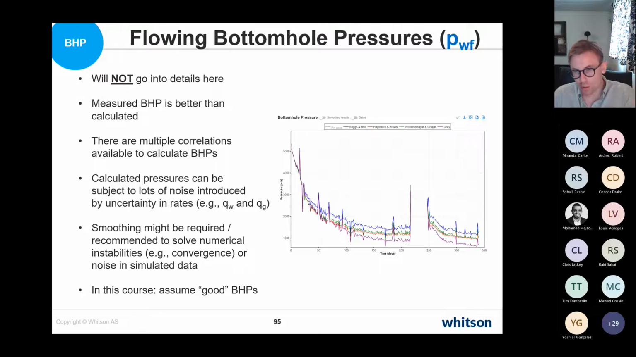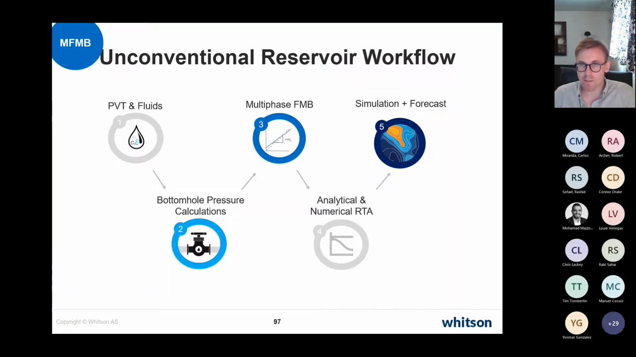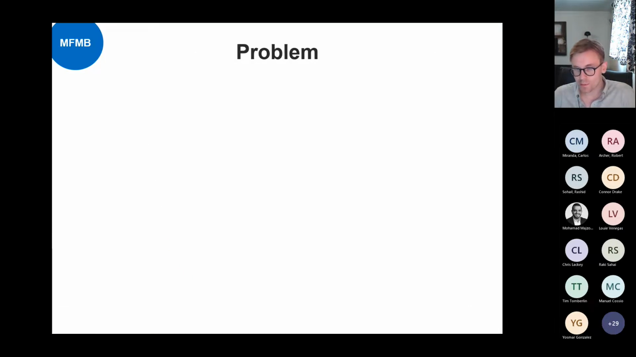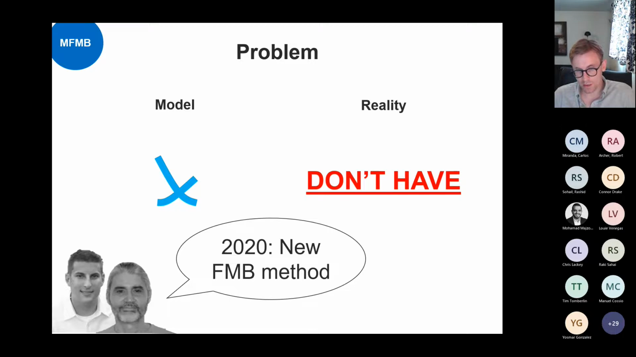The last thing that we'll rush through a little bit is the multi-phase FMB. We mention it here for completeness, but again, back to this unconventional reservoir workflow, it's step number 3. The problem that this methodology is solving is that any multi-phase model, at least historically on the market, you had to have permeabilities as an input, but in reality, we don't have that. So in 2020, these two guys, Leslie Thompson and Barry Ruddock, who were at Coterra or Cimarex at the time, said they've developed this new method.